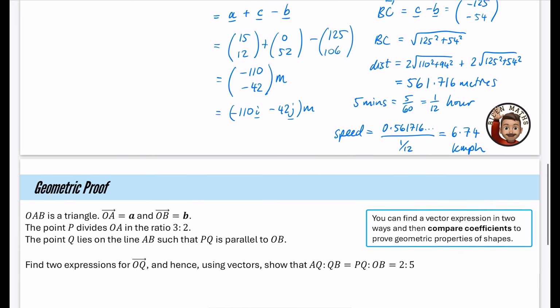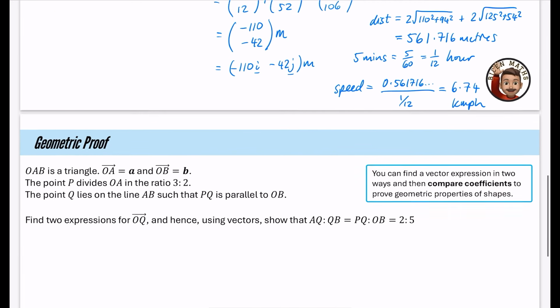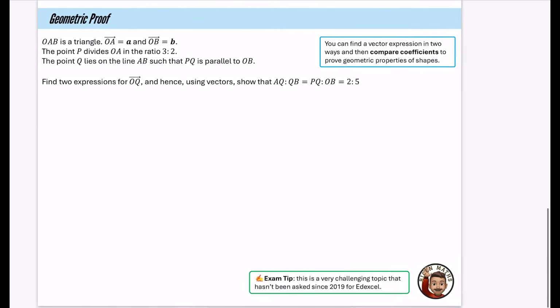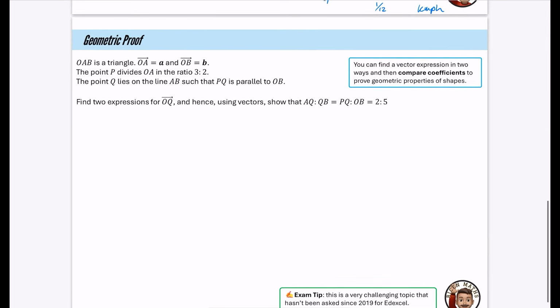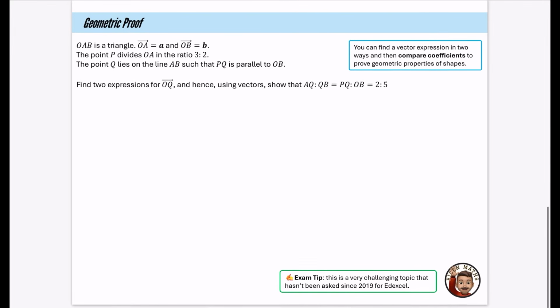Okay, next up is a geometric proof. And these geometric proofs haven't really been asked about for a while. I've said it's a very challenging topic that hasn't been asked since 2019 for Edexcel. But maybe that means they've gone off it, or maybe it means they want to bring it back. Who knows? These kinds of questions are a bit hard to identify, but they tend to be a proof type question.